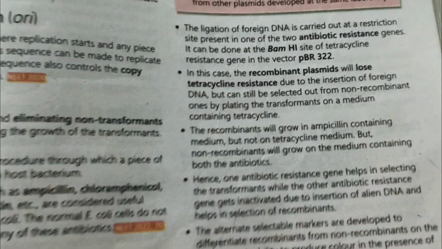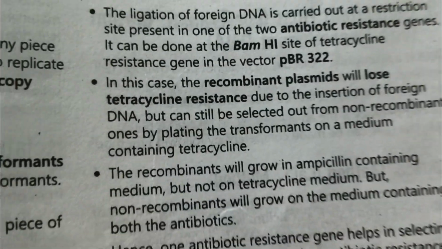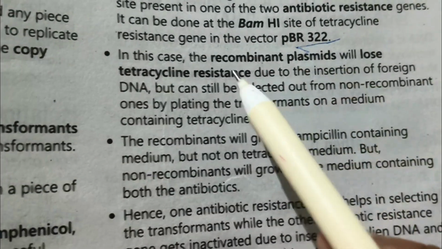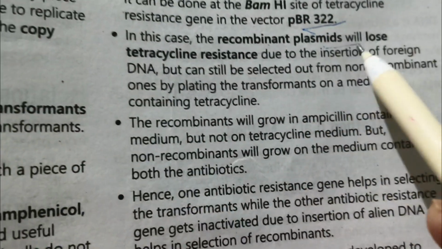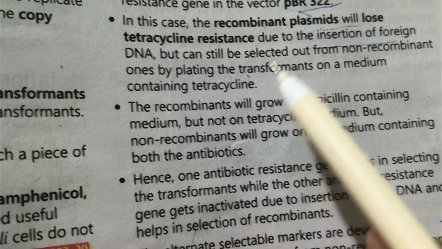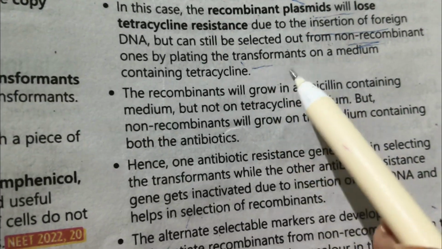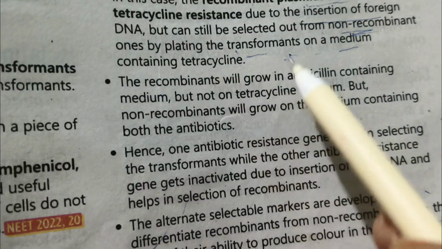Then coming to this, the ligation of foreign DNA is carried out at a restriction site present in one of the 2 antibiotic resistance genes. It can be done at the HindIII site in the tetracycline resistance gene in vector pBR322. In this case, the recombinant plasmid will lose tetracycline resistance due to the insertion of foreign DNA, but still non-recombinant ones can be selected by plating transformants on the medium containing tetracycline.